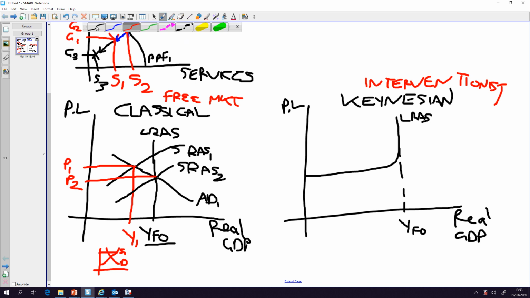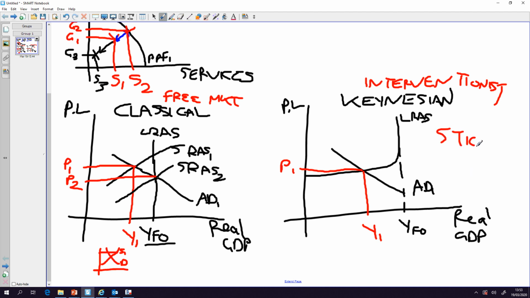Now, in a Keynesian world, we don't worry about short-run aggregate supply. We add on AD. So we start off with our aggregate demand curve. Now, again, a bit like in the classical world, at this equilibrium point here, in the short run, the economy is operating below its potential. So we could be at YFO, but we're only at Y1. Now, whereas in a classical world, markets would always clear to ensure in the long run we always operate at YFO, in a Keynesian world, this can't always happen. And that is because John Maynard Keynes spoke about sticky prices.